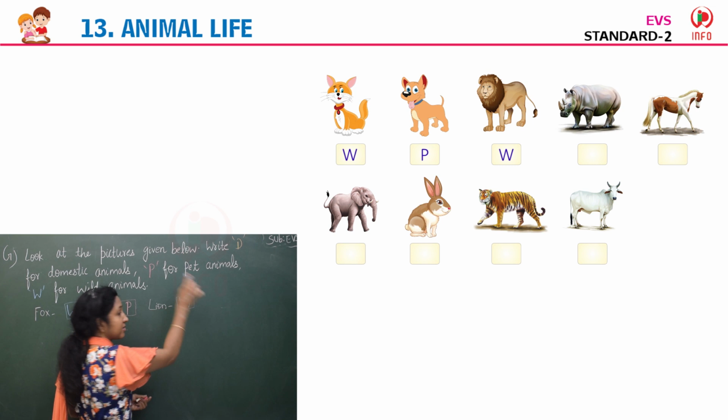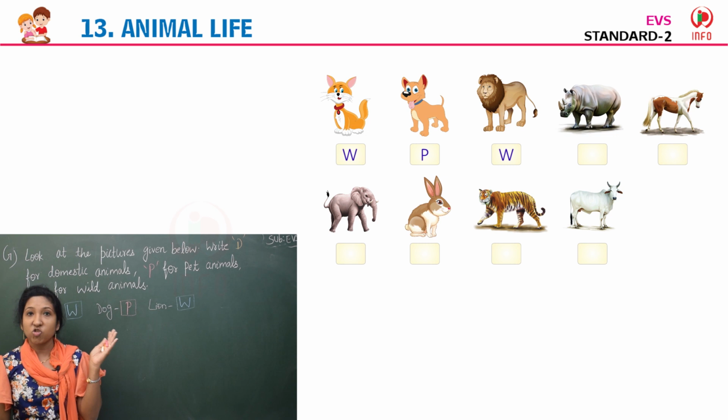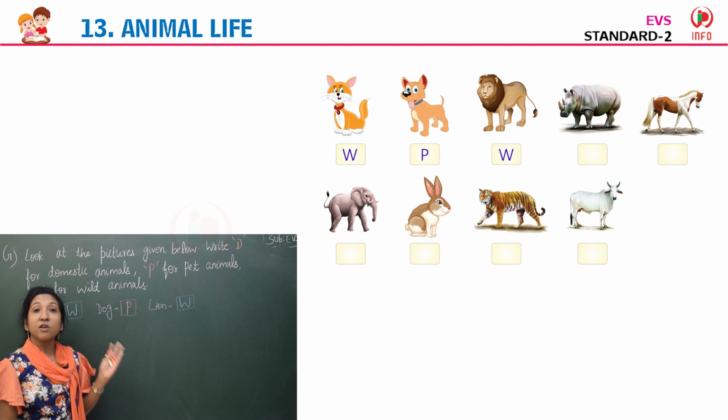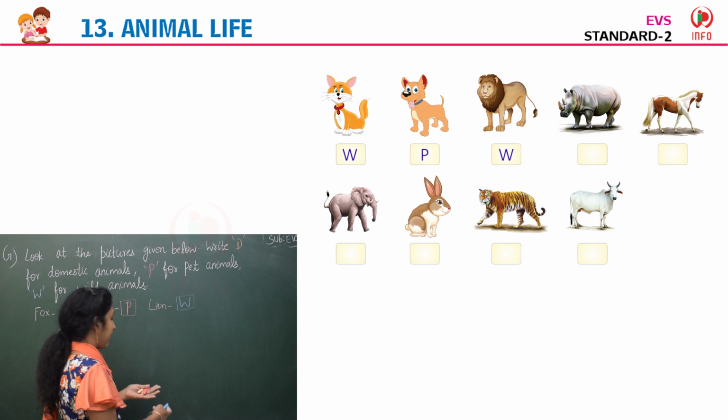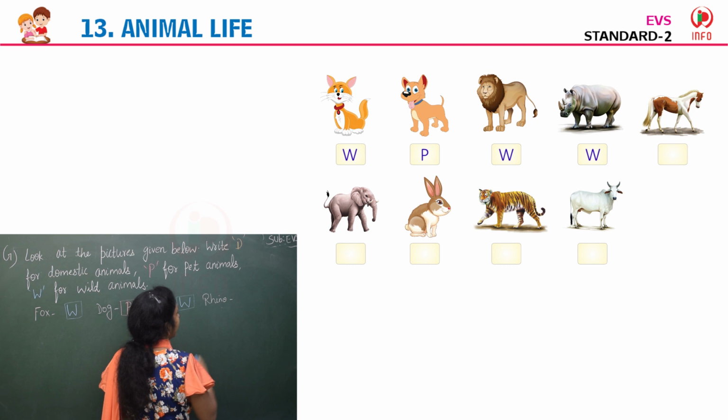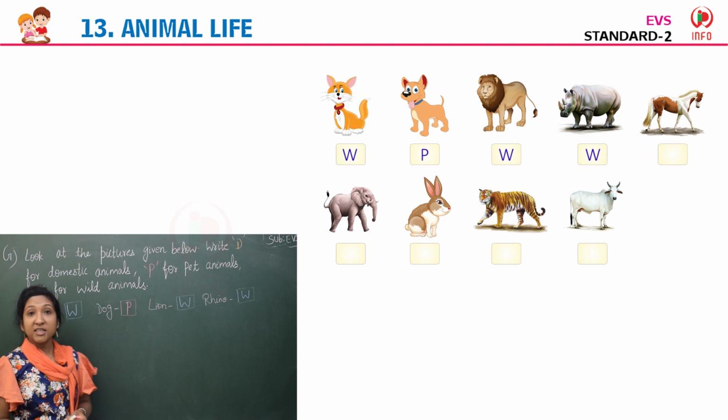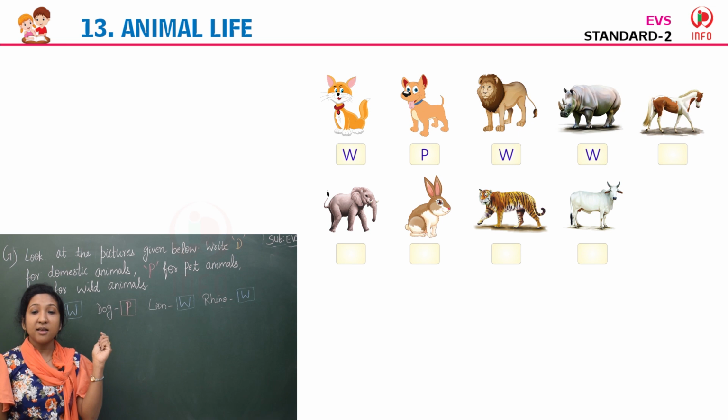Now the next image, yes, which animal is it? Yes, it is rhinoceros, or we can say rhino. It is a wild animal. So you can write W in the square box. W is again a wild animal. Now the next image. Yes, which animal is it? It's a horse, isn't it? Yes, horse.